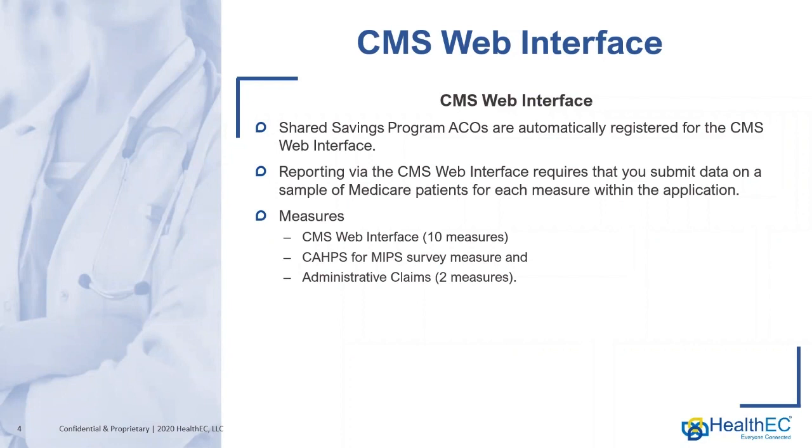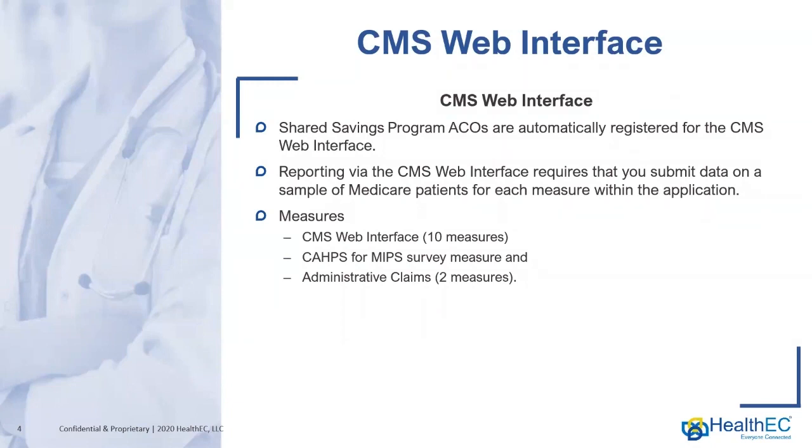So by being a shared savings ACO, you're actually automatically registered to participate in the CMS web interface. What the CMS web interface requires the ACO to do is submit data on a sample of Medicare patients for each measure within the application. So across the entire ACO, CMS picked out a little over 2,500 patients, which are included in your Medicare sample. And on the 10 measures, which you'll see on one of the next screens, those patients are ranked across those measures depending on their diagnoses, maybe encounters that they had during the year. And that's the way that we have to collect the data.